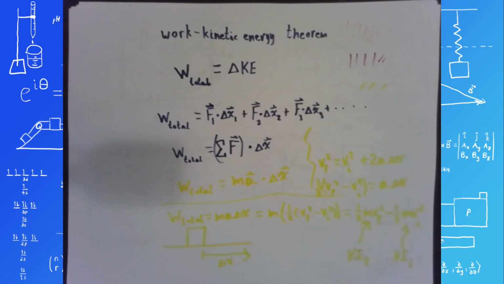Very, very important for situations where you don't know the forces acting on an object, but you do know what its speed was before and after the work was done on it. And if you know your mass, along with those two pieces of information, you can calculate the total work that was done on the object. So let's see if I can find a problem in here that actually requires us to use that.